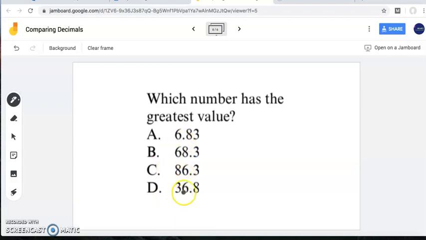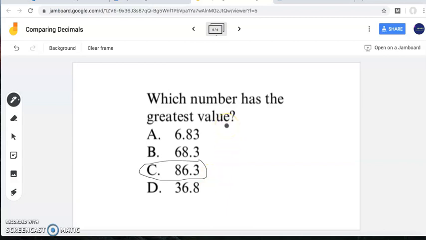Right away, I'm going to look for any number that has a digit in my tens place as well. So here I have 60 for the 6, and the values 60, we have 80, 30, so 36, 86, 68. Right away, hopefully you're able to recognize that 86 is the largest whole number we have here. Therefore, 86 and 3/10 is my greatest value, or my largest number here. So the answer here would be C.